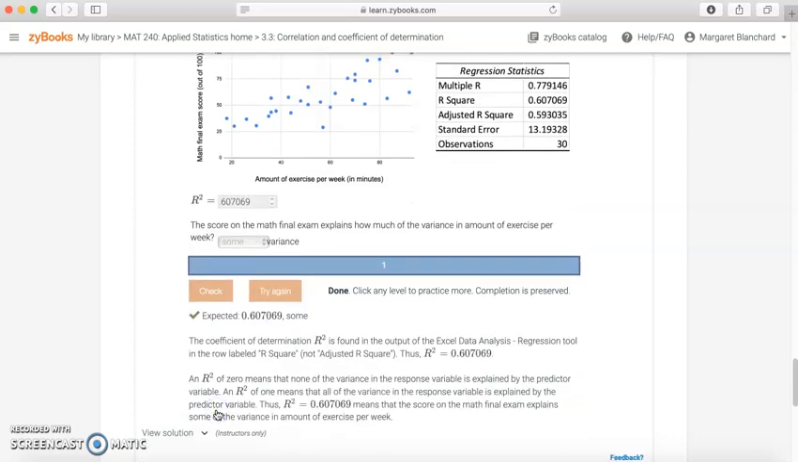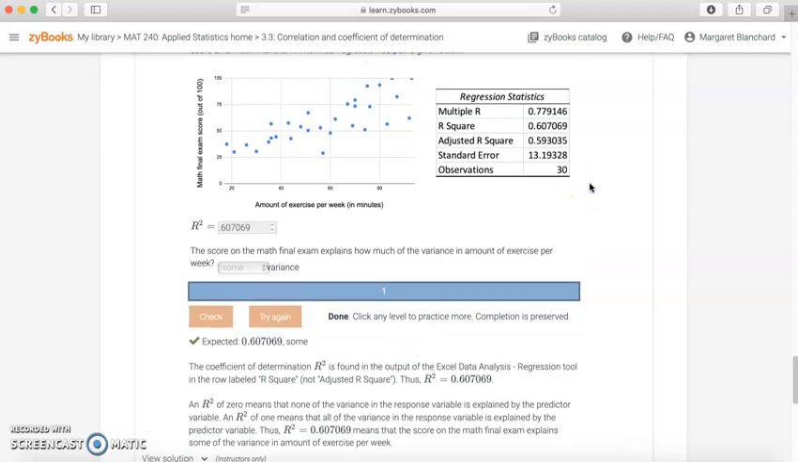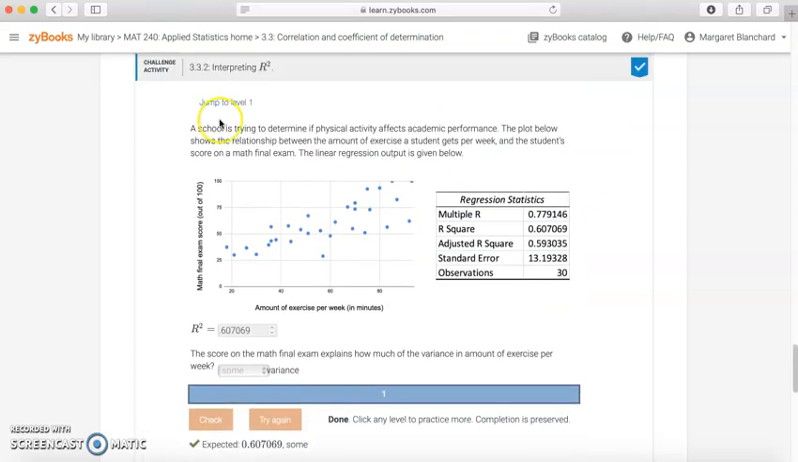Let's check. There you go. So this is a really good explanation down here. It says an R squared of 0 means that none of the variance in the response variable is explained by the predictor variable. And as we talked, the closer it gets to 1, the more it explains. So if you have any question about R squared or the variance or this challenge activity, let me know.